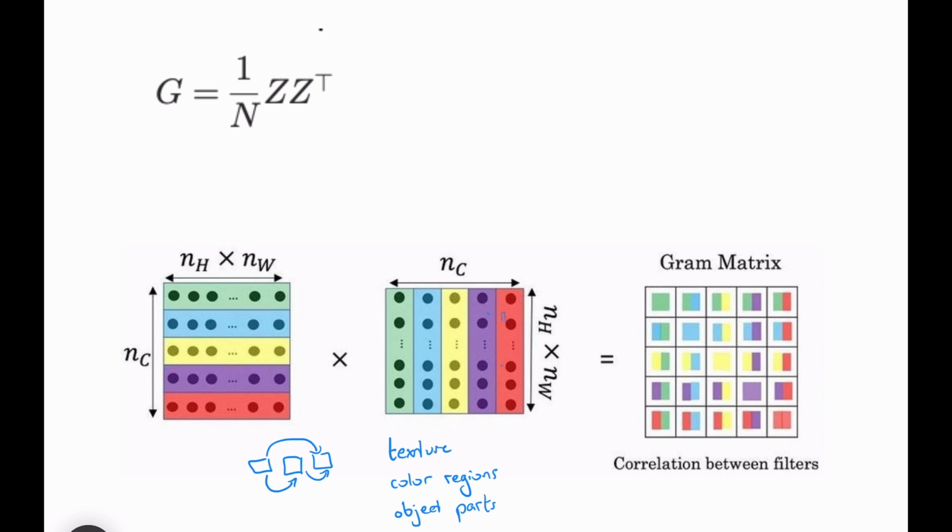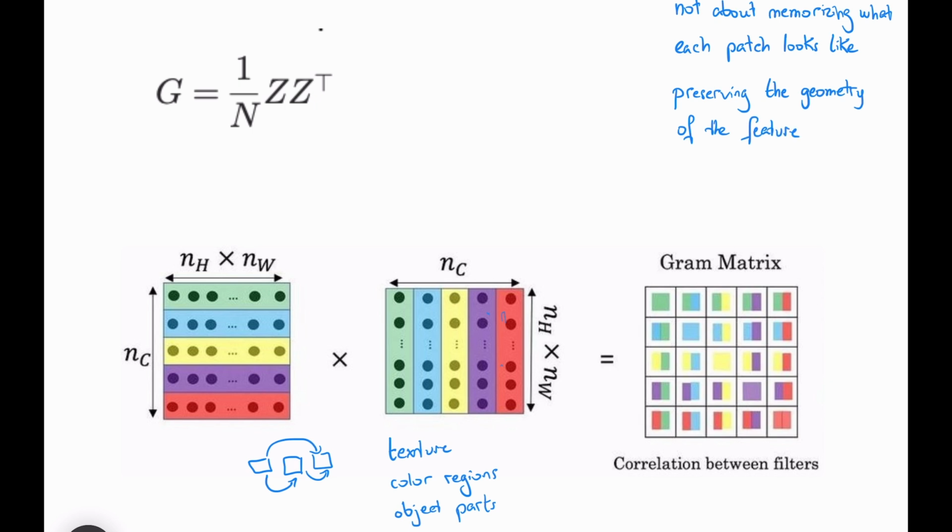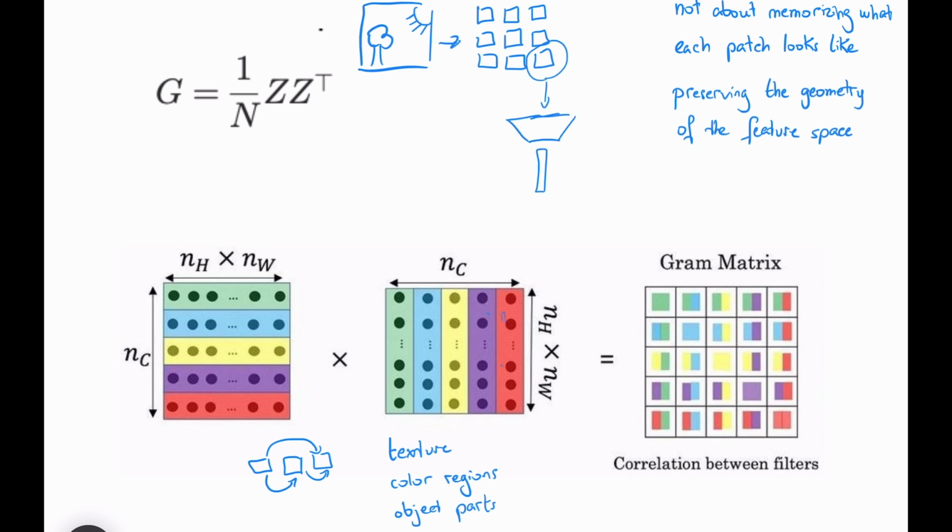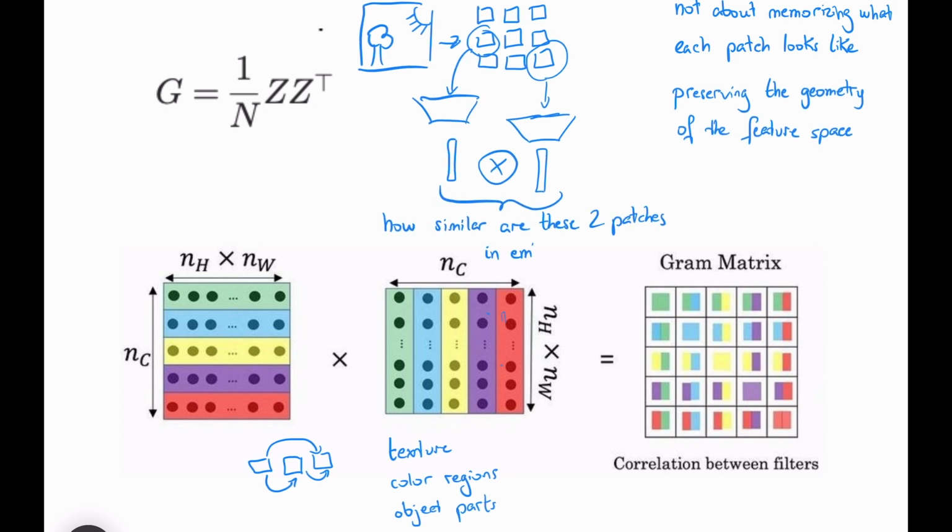That's where gram anchoring comes in. It's not about memorizing what each patch embedding looks like, it's about preserving the geometry of the feature space. That's why DINO is able to really do well on depth estimation and segmentation and matching features across the image. So what's a gram matrix? Take an image, split it into patches, and each patch is embedded into a vector. Then we're going to take a dot product between one patch and the other patch. In other words, how similar are these two patches in the embedding space?